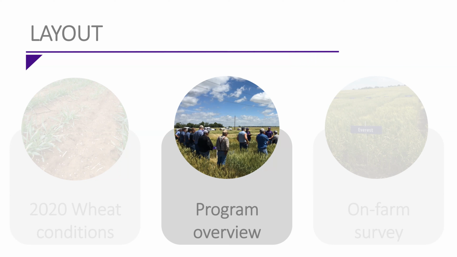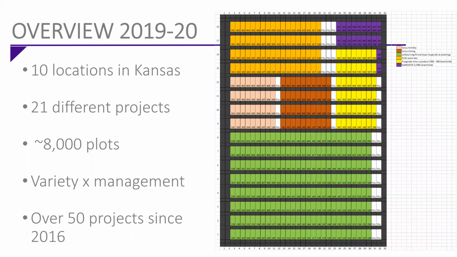Switching gears a little bit and talking about research, what are we at K-State developing as applied information for growers in our attempt to improve our management recommendations, right? So I'm going to give a little bit of a program overview, and I will touch base on a couple of different projects just as examples.